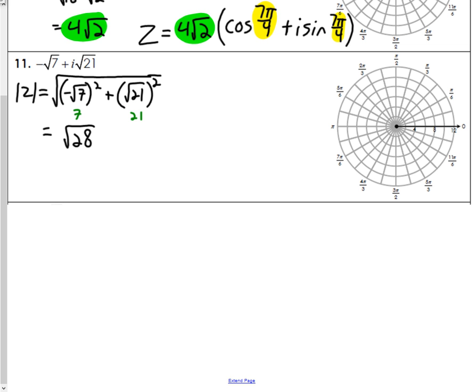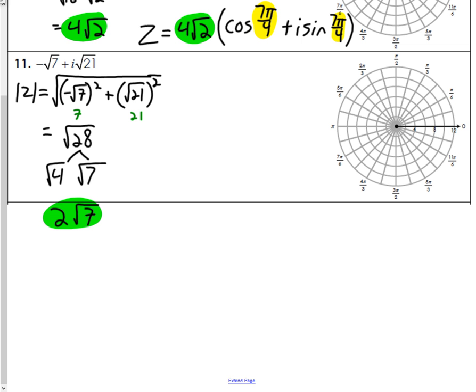Now root 28 is another one that we can break down. 28 is the same thing as 4 times 7. And the square root of 4 is something we can manage. The square root of 4 is just 2. So that takes care of our modulus. And I'll go ahead and make that green like we did in the first example. So our modulus is 2 root 7.